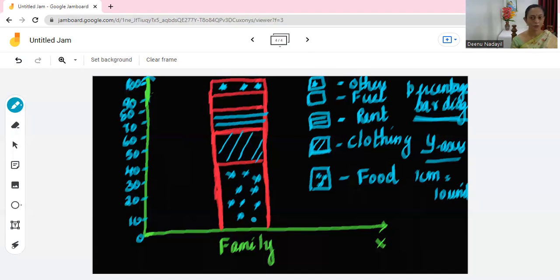It's also a component bar diagram or subdivided bar diagram. What is the difference between the two, students? In a component bar diagram also we were doing the same, right? It is divided into different components. Here also it is divided into different components. But what is the basic difference? In the percentage bar diagram, this is out of 100. Out of 100, we are dividing it into different components.